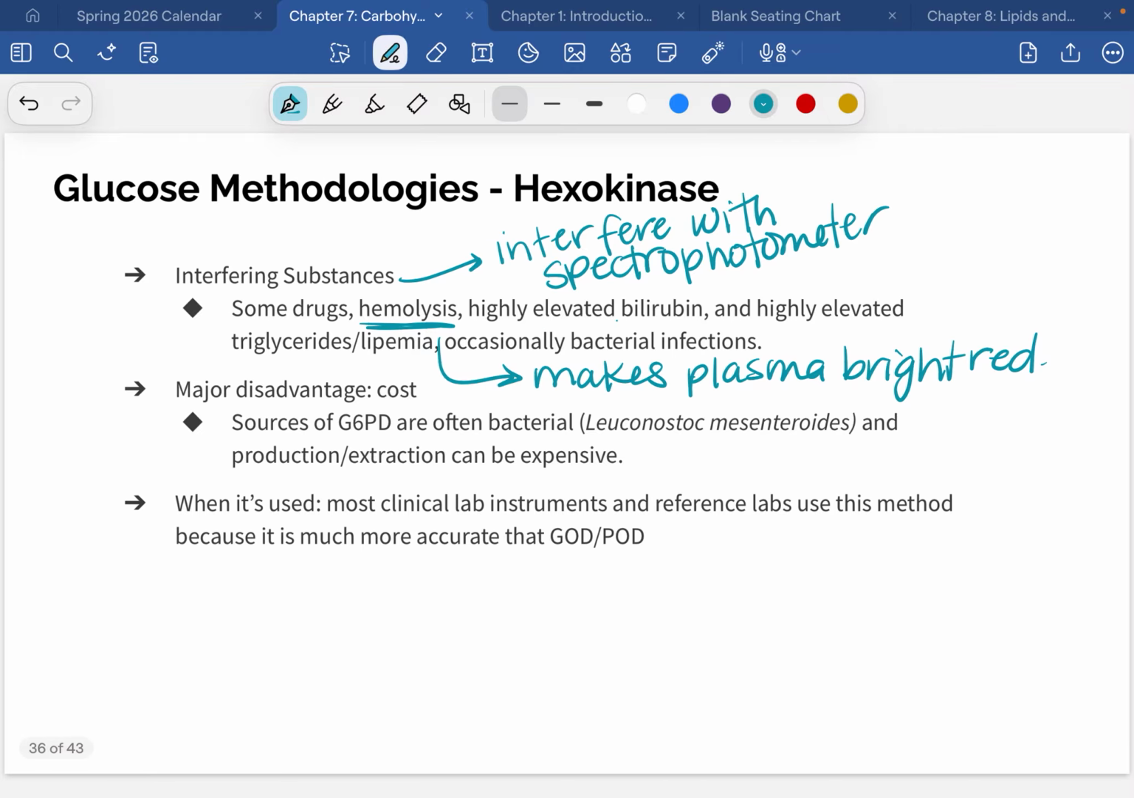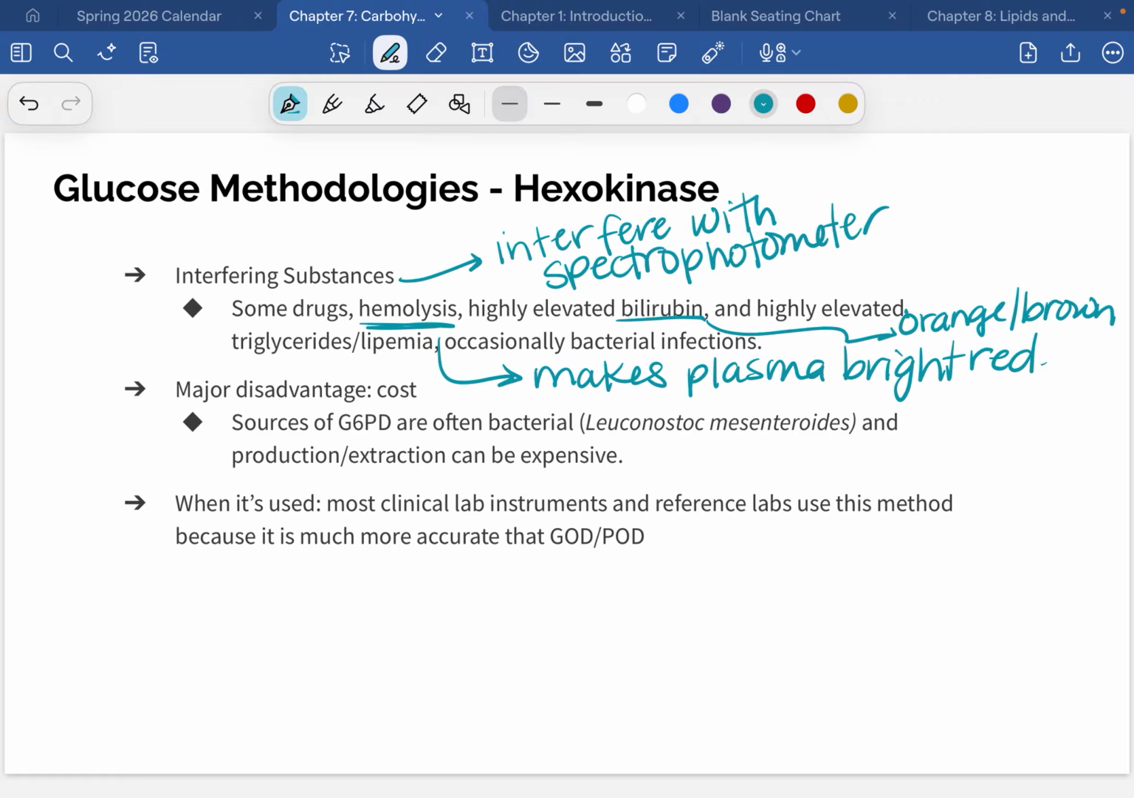Highly elevated bilirubin makes the plasma orange or brown. Okay, so highly pigmented. You don't have to memorize all this stuff now, but just know that some drugs, hemolysis, bilirubin, those all cause incredibly pigmented plasma, which interferes with the spectrophotometer detecting color changes and absorbance changes.